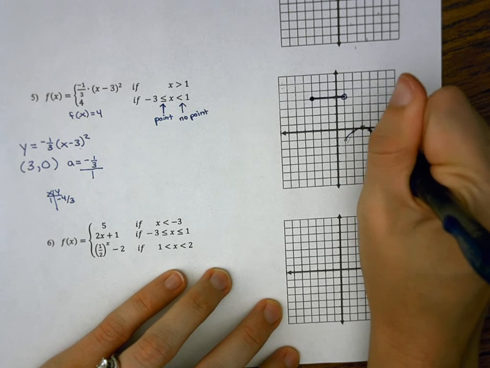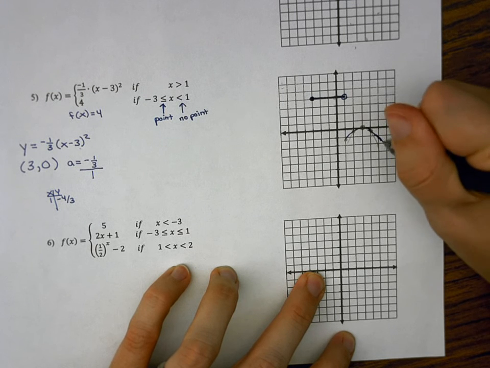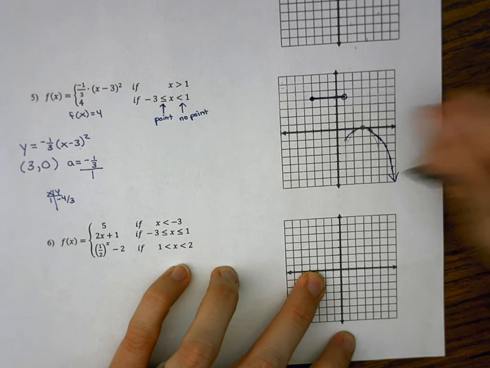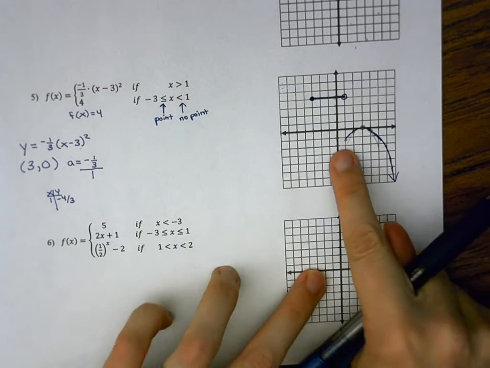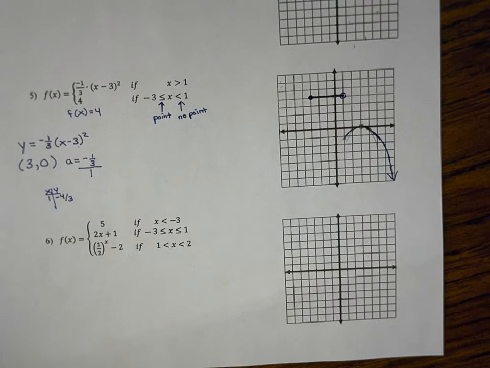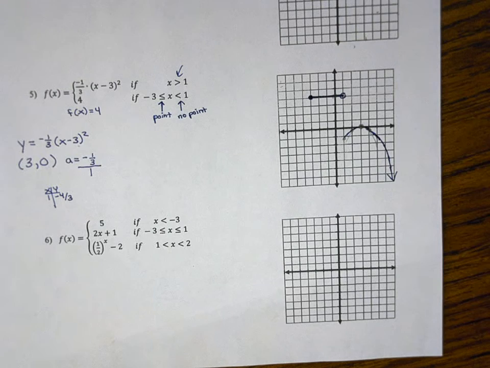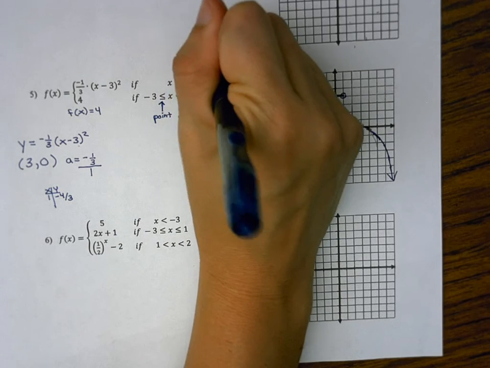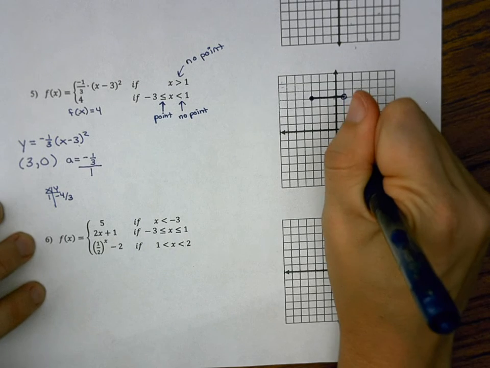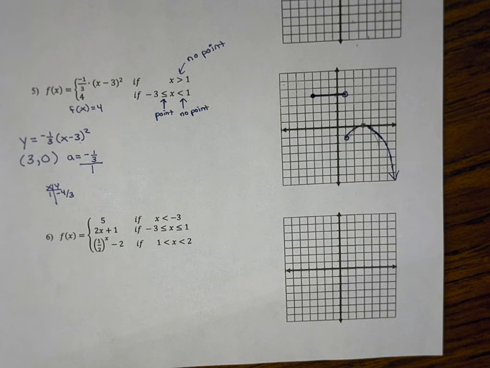Okay, so something roughly speaking like this, right? And then coming down here. And then at 1, do we have a point or no point? Okay, well, there's no equals, so there's no point. This is an open circle here. Okay, and then domain and range.